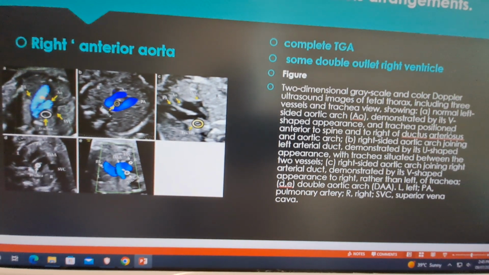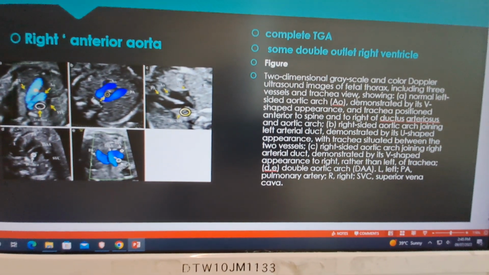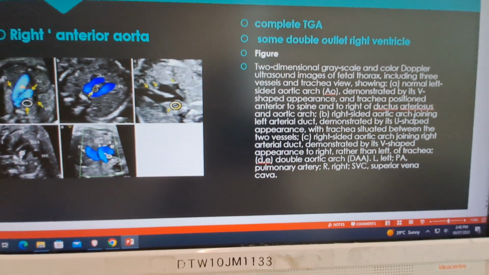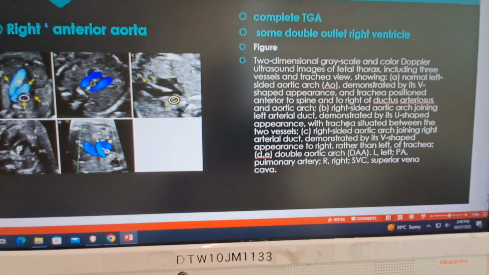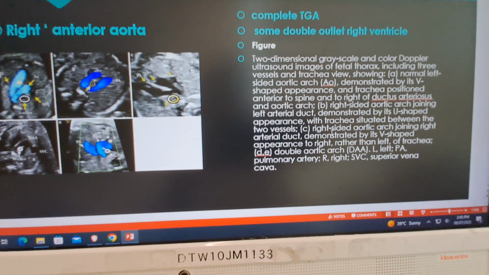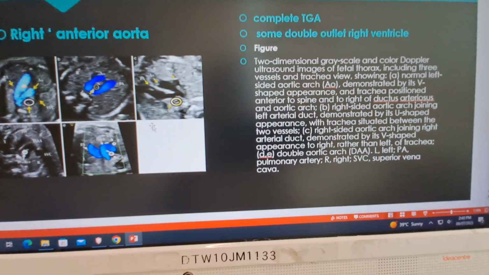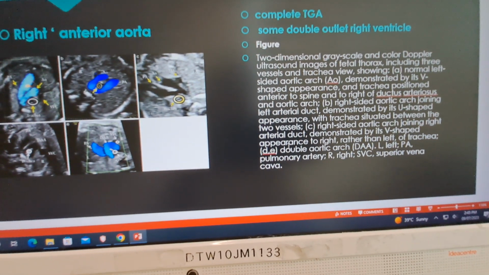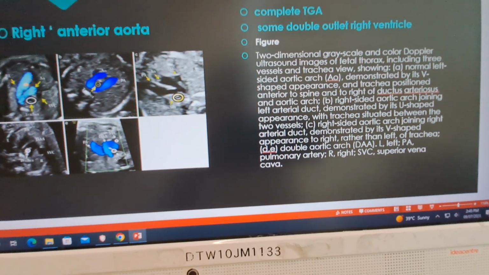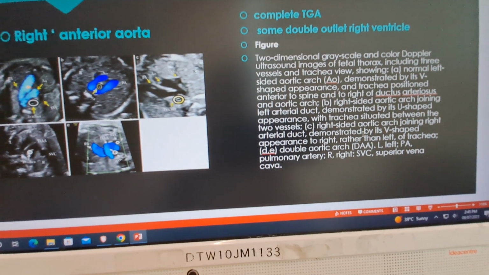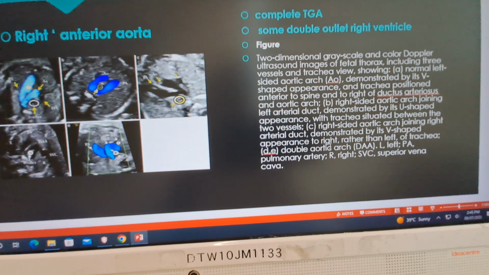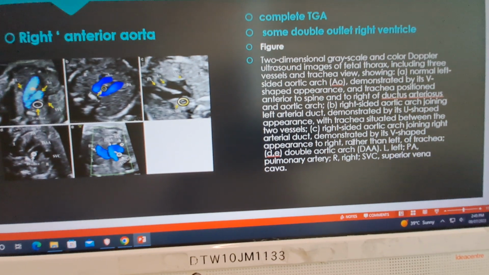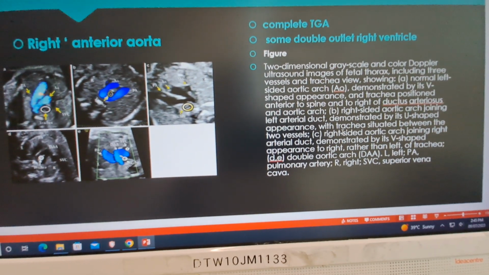So one by one, picture A also shows the normal. In picture B, the right sided aortic arch is joining from the aortic arch, and C is a right sided aortic arch joined to the right ductus. Sorry, where is the D? Right sided aortic arch joining to the right ductus demonstrates the V sign, but on the right side of the trachea rather than the left side. So it is the opposite direction, showing the right aortic arch.